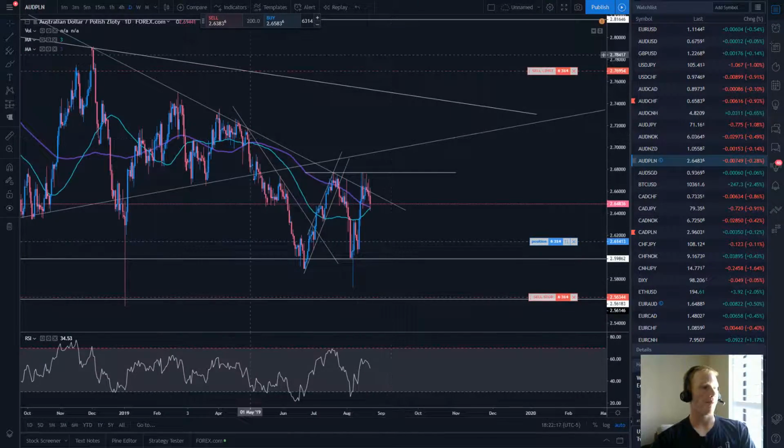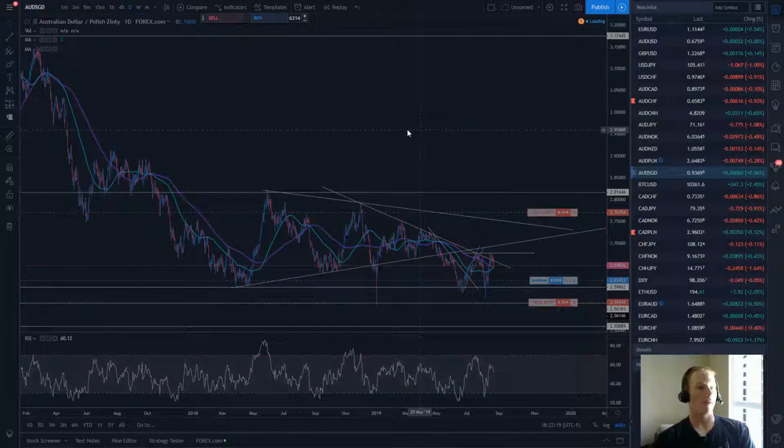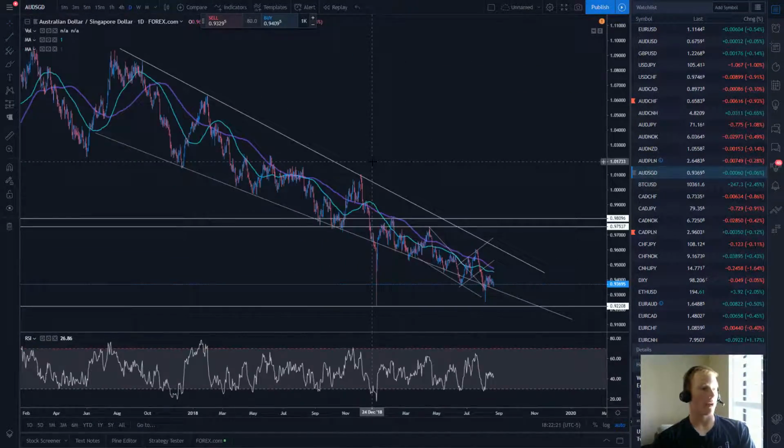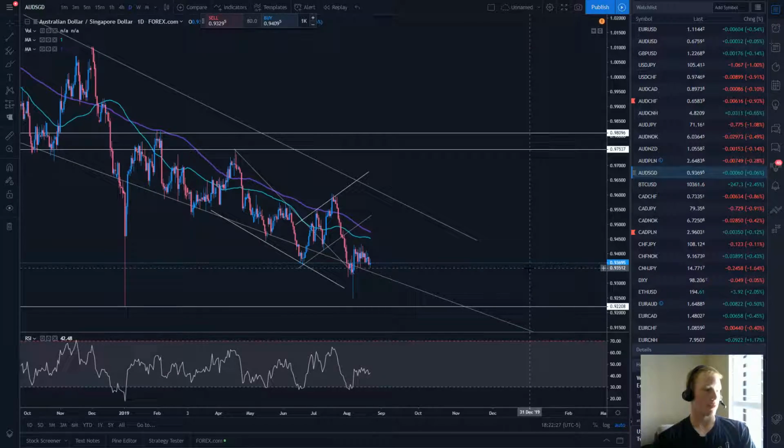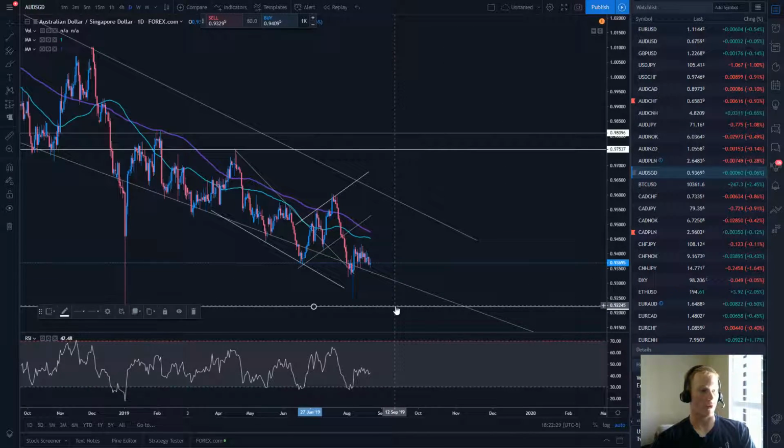So we'll see. Australian dollar, Singapore dollar. We have this very long-term wedge down. It really started wedging here. Just wedge. Look for support here, or here, if it comes down and retests this, which I think it probably will.